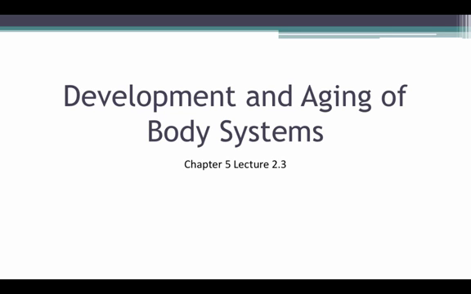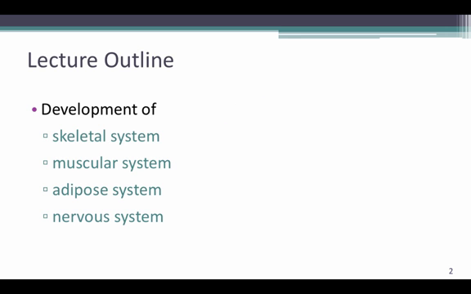Welcome to Lecture 2.3, and this lecture covers the development and aging of body systems, and the material comes from Chapter 5 in your textbook. In this lecture, we'll be covering the development of the skeletal system, muscular system, adipose system, and the nervous system.